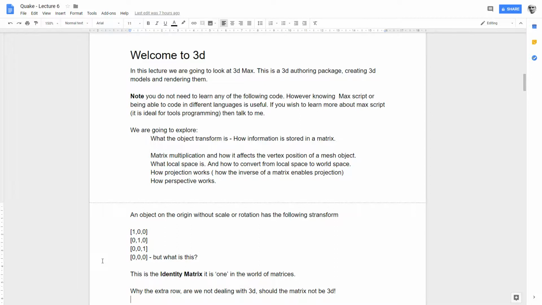So what we're going to explore is what the object transform is, how information is stored in a matrix. Then we're going to look at matrix multiplication and how it affects the vertex position of a mesh. We're going to look at what local space is and how to convert from local space to world space. We're going to look at how projection works and how the inverse of a matrix enables the projection. And then finally we're going to look at how perspective works.